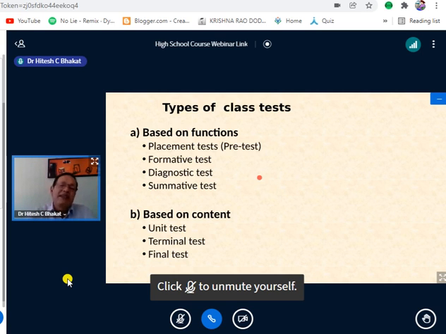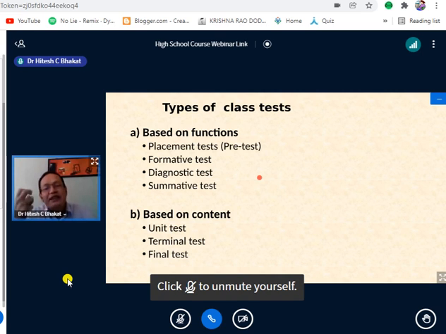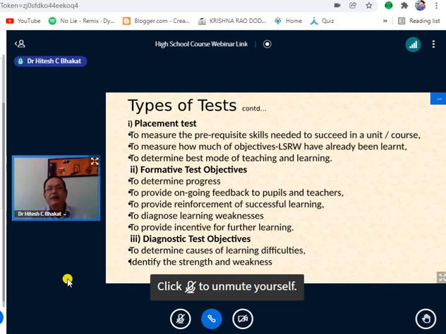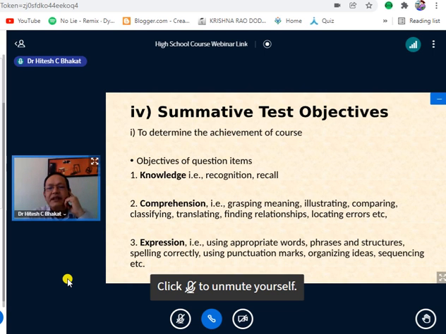And summative, as you say, is the amount of learning. How much have I learned at the end of one particular academic program? Summative, to sum up. So these are all based on functions and based on you. Content you all know, you all do: unit test, terminal test, final test. So these are the 2 different aspects of evaluation.